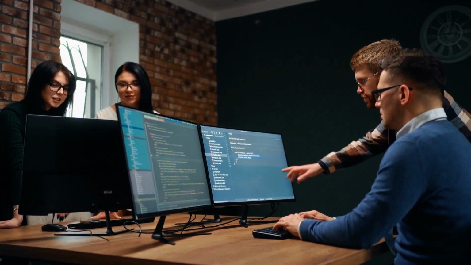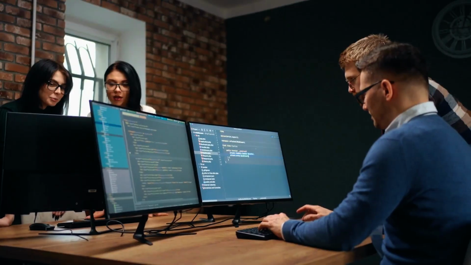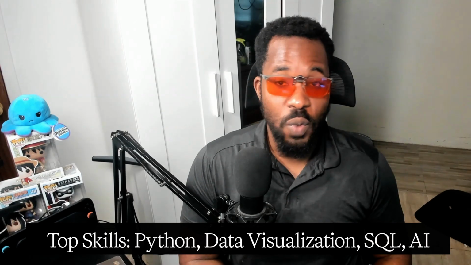Okay, and make sure you pick the top 5 ones that you see in these job descriptions that you come across. If you're a data analyst, don't just lead with Microsoft Word experience. At this point, everyone has that skill point. Instead, for this specific role, you focus on skills like Python, data visualization, SQL, AI.